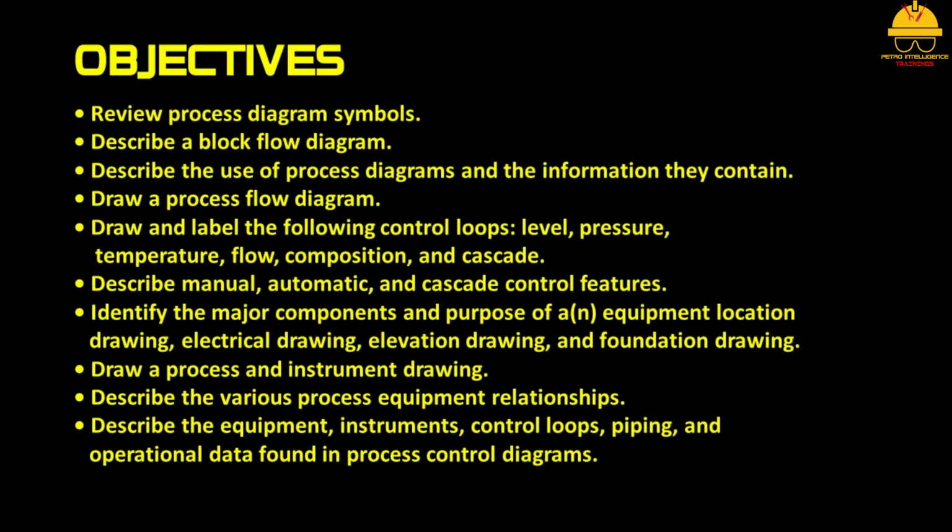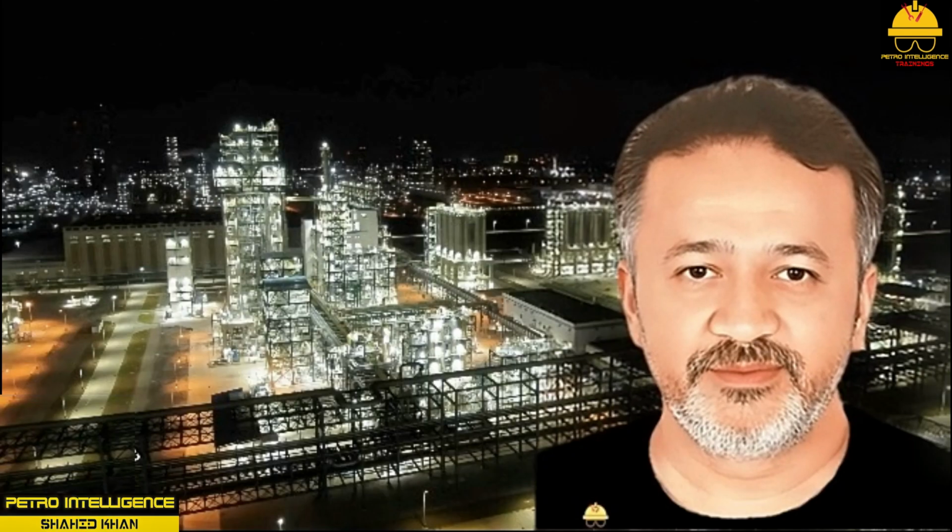Identify the major components and purpose of an equipment location drawing, electrical drawing, elevation drawing, and foundation drawing. Draw a process and instrument drawing. Describe the various process equipment relationships. Describe the equipment, instruments, control loops, piping, and operational data found in process control diagrams.